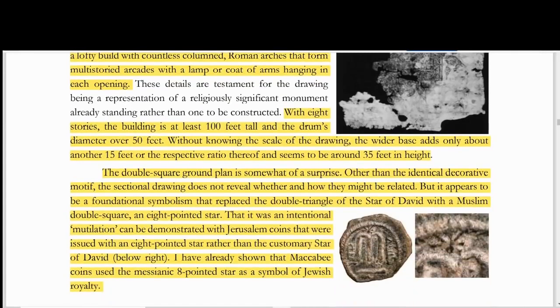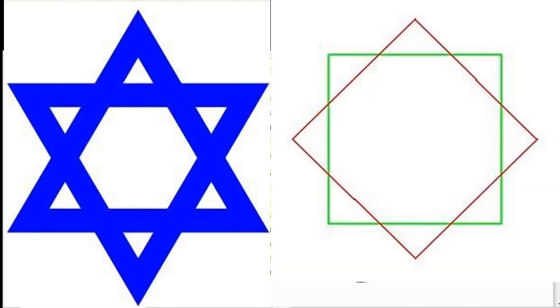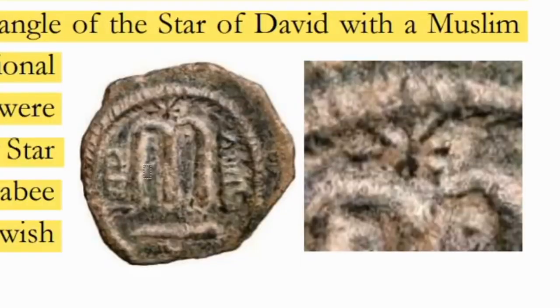The double square ground plan is something of a surprise. Other than the identical decorative motif, the sectional drawing does not reveal whether and how they might be related, but it appears to be a foundational symbolism that replaced the double triangle of the Star of David with a Muslim double square, an 8-pointed star. That it was an intentional mutilation can be demonstrated with Jerusalem coins that were issued with an 8-pointed star rather than the customary Star of David, see below right. I've already shown that Maccabee coins used the messianic 8-pointed star as a symbol of Jewish royalty. So you can see those stars there and there.